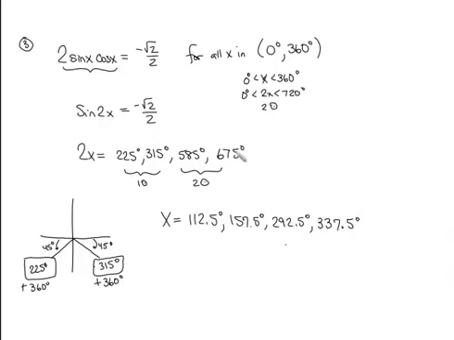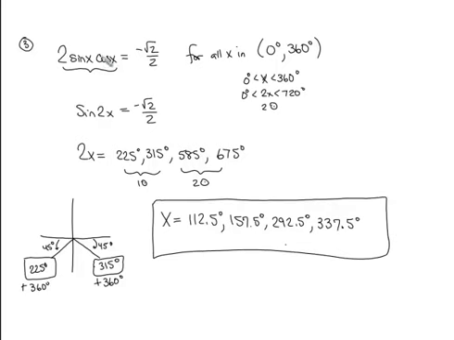Notice that while not all of these were between 0 and 360, all of my final answers for x are between 0 and 360. And so when I multiply them times 2 and then take the sine of that, I am going to get my negative radical 2 over 2. So those are the final solutions.